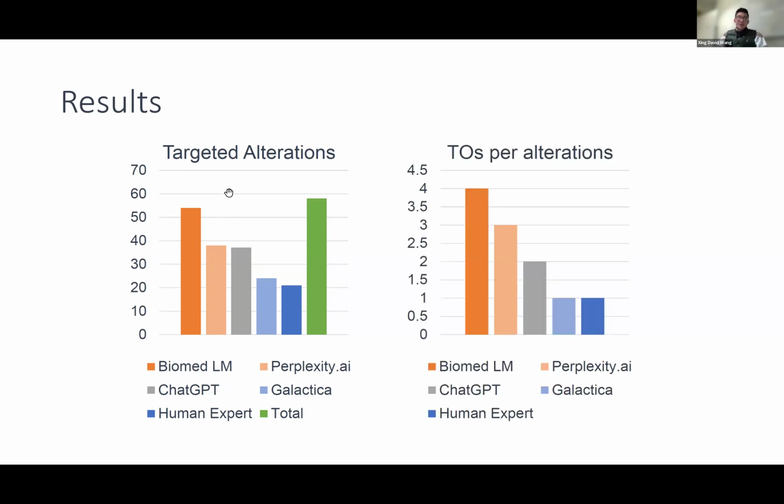And also the number of treatment options suggested per alteration differed for the different LLMs. So the human usually suggested in median about one option per alteration. And this ranged up to 4 treatment options per alteration for BioMedLM. So it had quite a lot to say for each alteration where it found something.